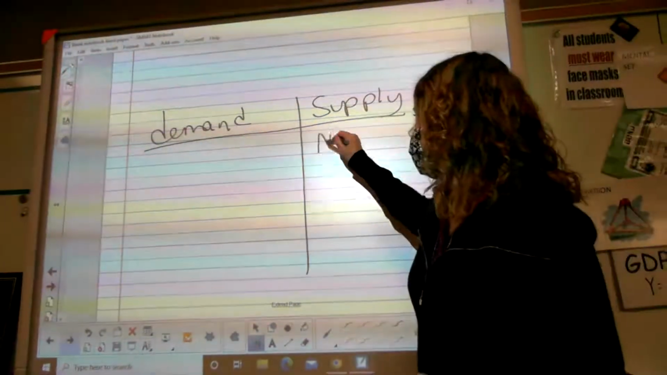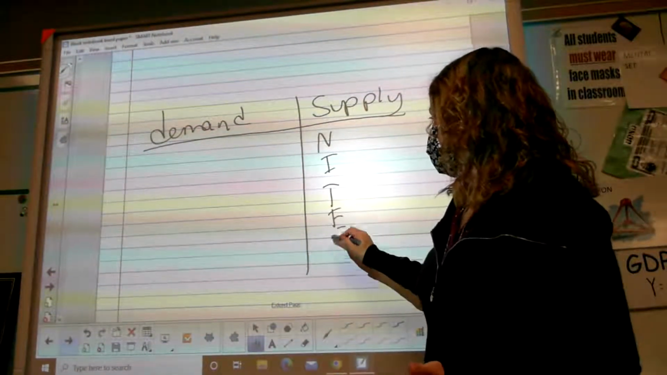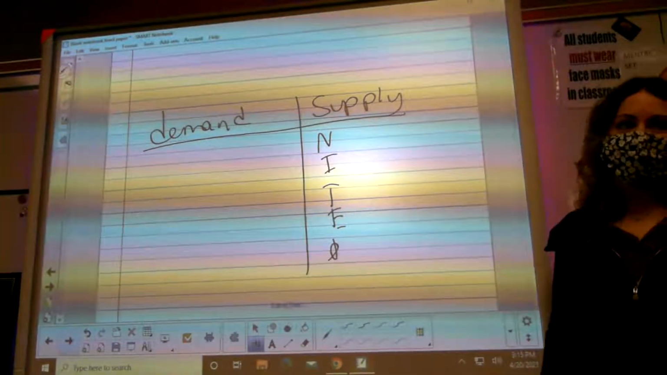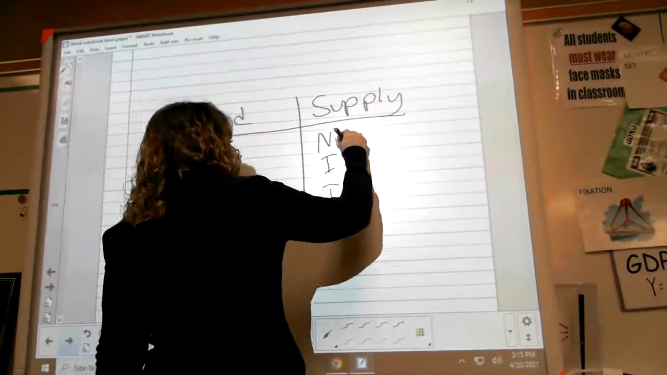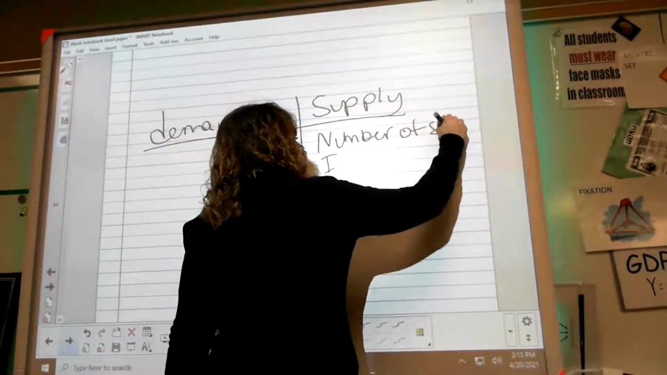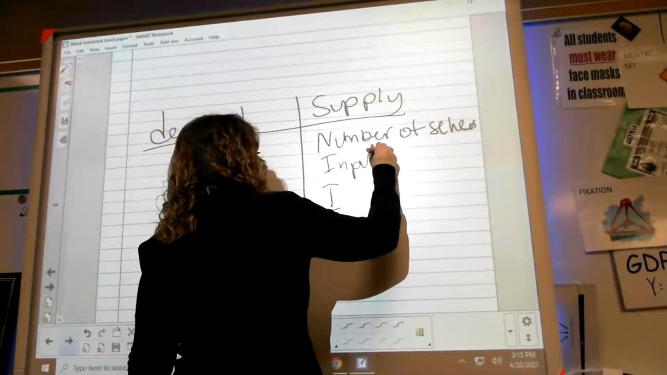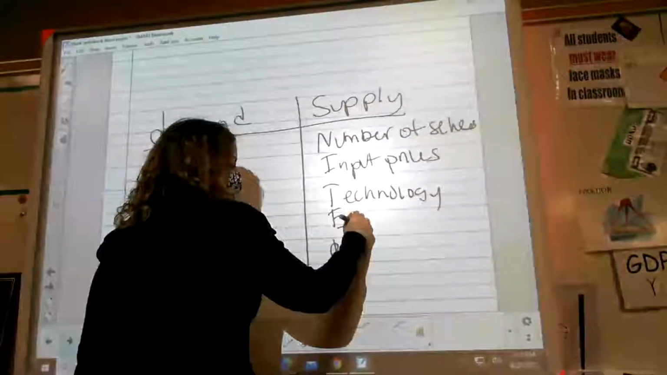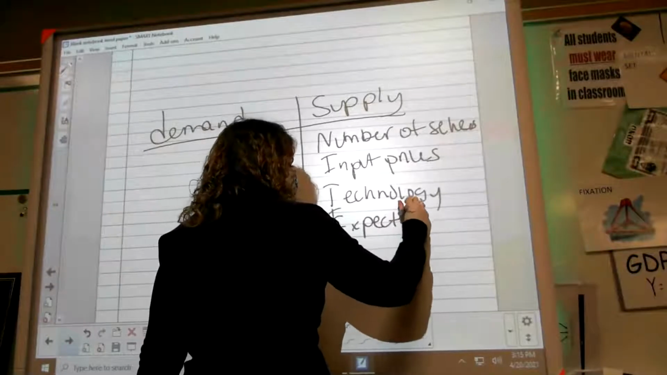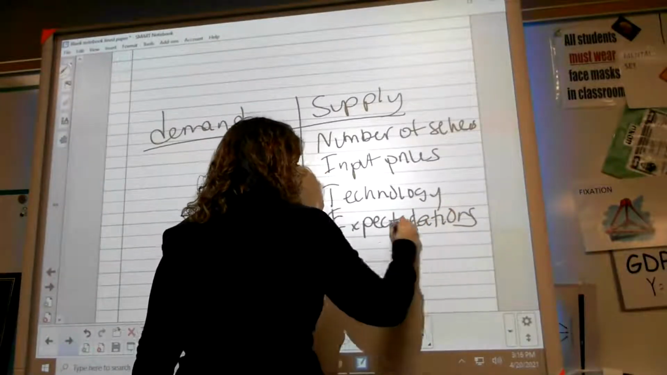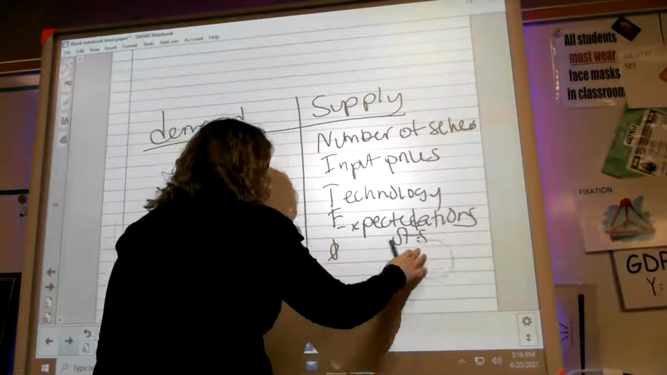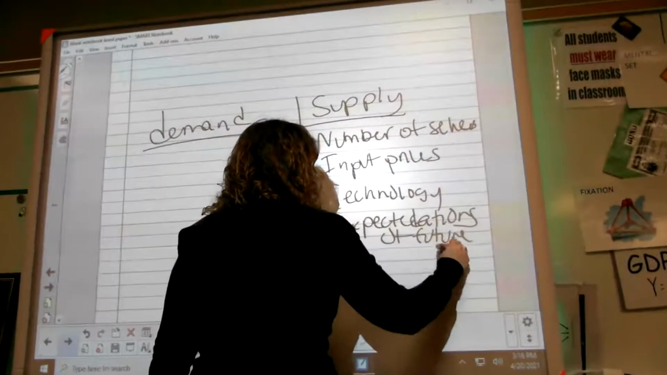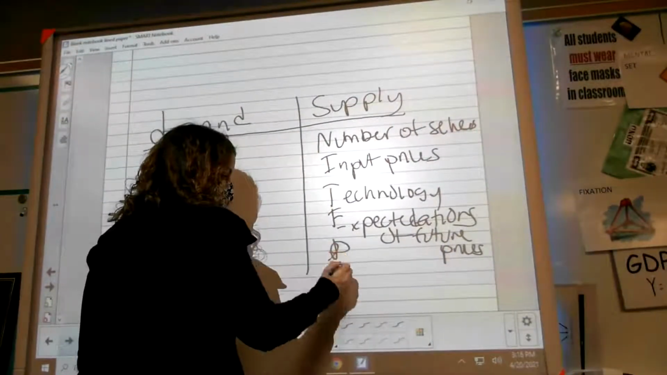Remember, it's NIPTP. Number of sellers, input prices, technology, expectations of future prices, and productivity. Number of sellers. Input prices. Technology. Expectations of future prices. And that's a P. And productivity.